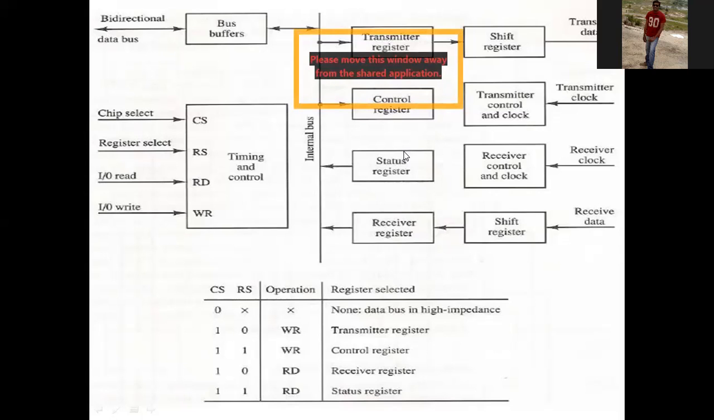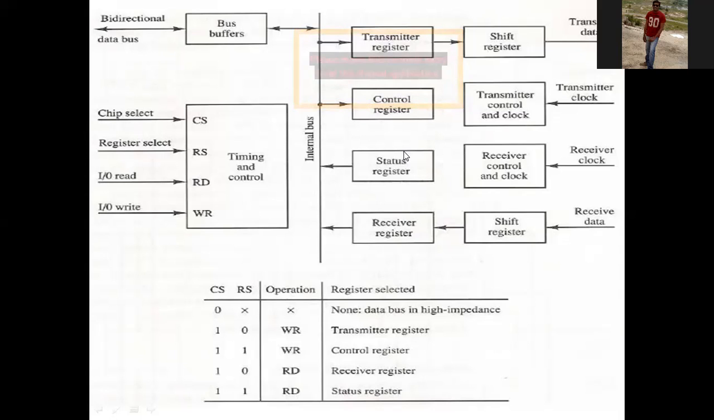So what is a bus? A bus is used to carry the information. This bus, whatever I am using here, we are calling it a data bus. The data bus is responsible for sending the data from the microprocessor to the peripheral devices.